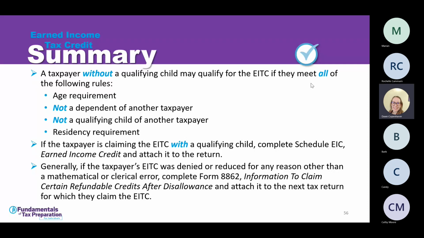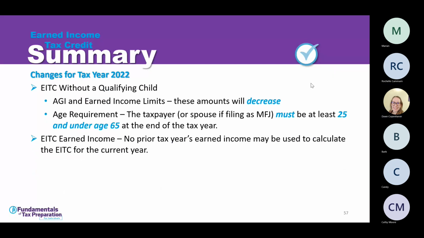Taxpayers with qualifying children must complete Schedule EIC and attach it to the tax return. And again, if it was ever denied or reduced, then they have to file Form 8862, Information to Claim Certain Refundable Credits After Disallowance, and e-file that with the tax return. And then, of course, for 2022, the age and earned income limits will decrease for people filing without a qualifying child, and the age requirement will come back into place where they must be age 25 and under age 65.